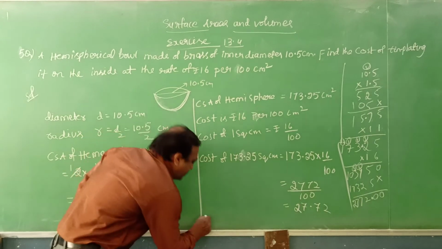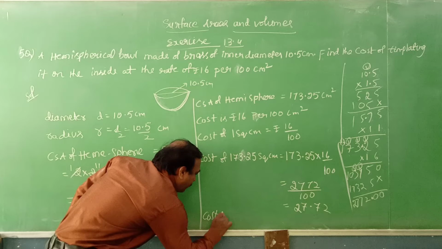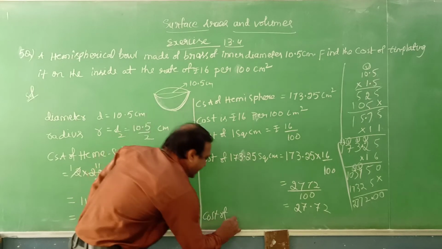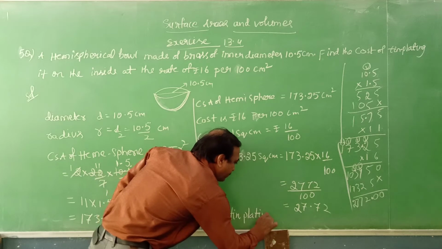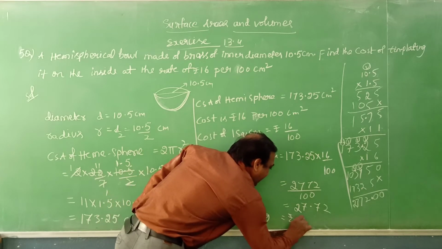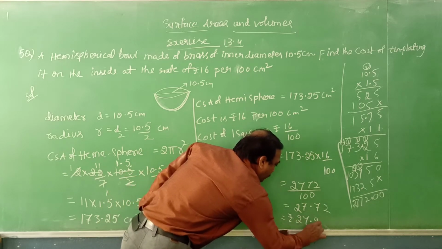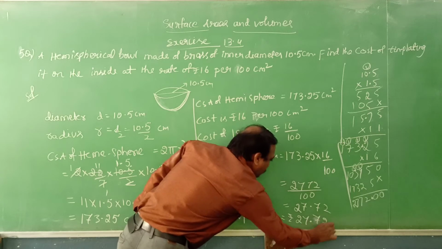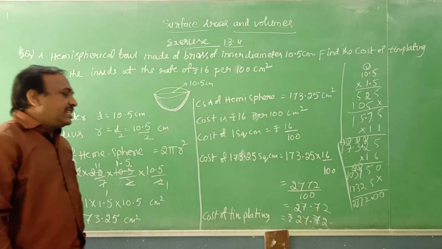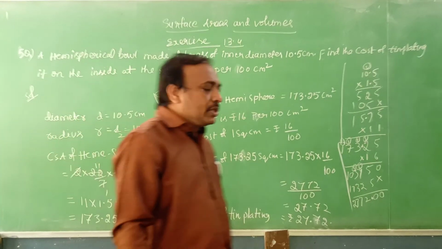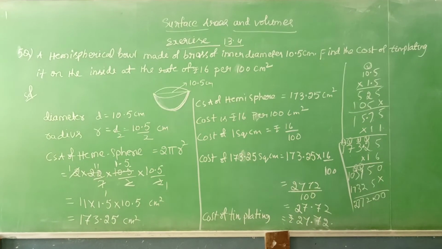The cost of tin plating is equal to rupees 27.72. The cost of tin plating is rupees 27.72.